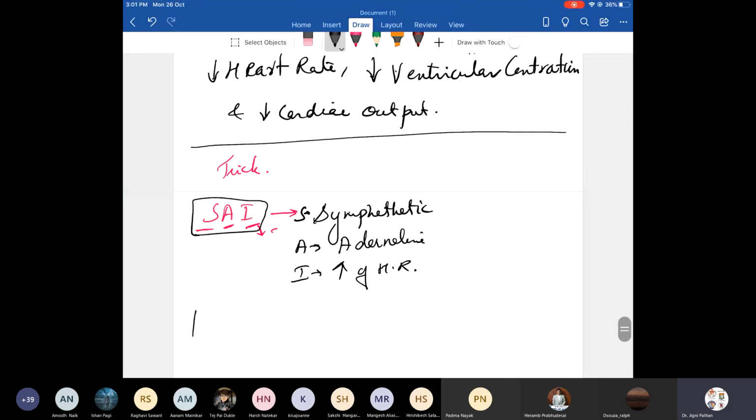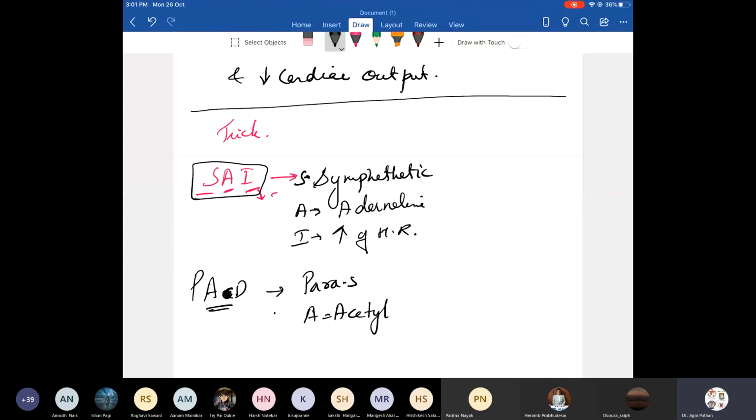Next, PACD. Or you can remember it as PAD. You can remember it as PAD, PAD, PAD. Parasympathetic. Then A is again acetylcholine. To understand AC, you can remember acetyl. You can write adrenaline also. So try to remember as AC PAD, but in between there is a C, which is acetylcholine, and then D is for decrease of heart rate.